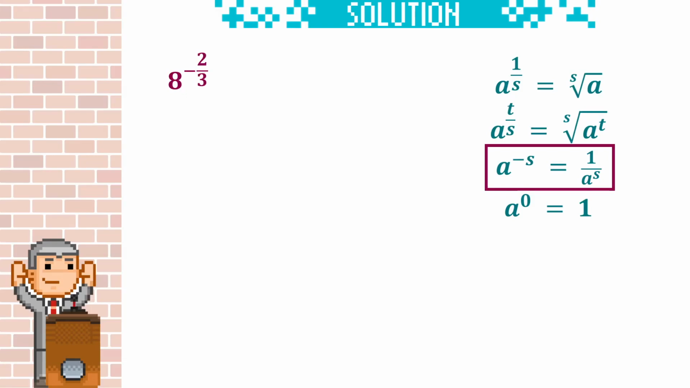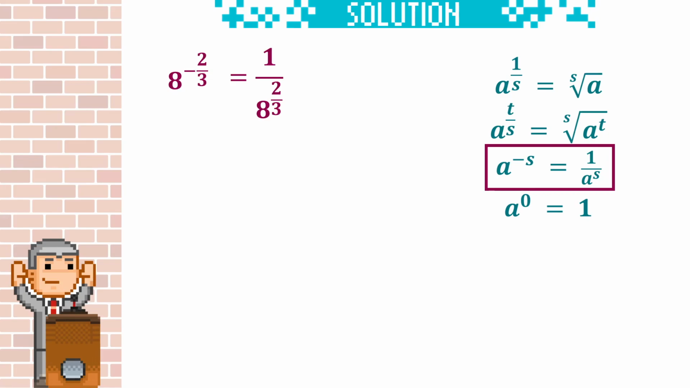The third law shows us that a negative index creates the reciprocal of the number. So here we've got 8 to the power of minus 2/3. All of that could be over 1, it would give you the same number. So when we find the reciprocal, we flip that fraction, so it becomes 1 over 8 to the power of 2/3.